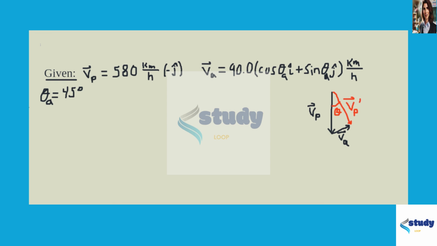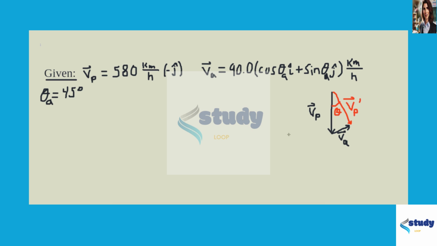Our question says, an airplane is heading due south at a speed of 580 kilometers per hour. If a wind begins blowing from the southwest at a speed of 90 kilometers per hour on average, calculate A, the velocity, both magnitude and direction, of the plane relative to the ground, and B, how far from its intended position it will be after 11 minutes if the pilot takes no corrective action.